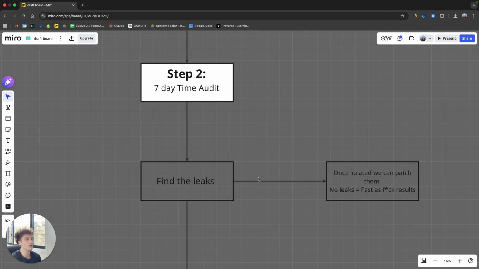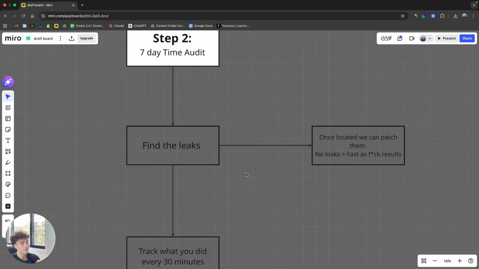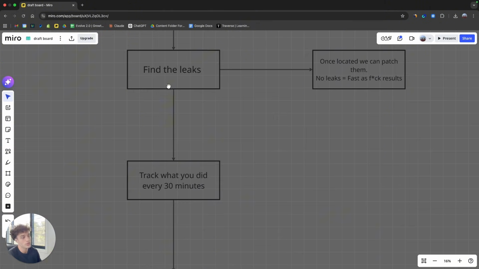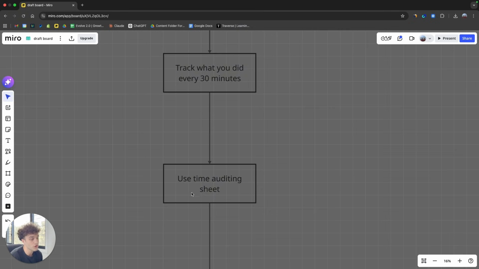So the second thing I would do is a 7-day time audit. The reason for this is there's going to be a lot of focus and a lot of effort that goes into achieving this goal, because it's not easy. So we need to find our main time leaks and then actively work to patch them up, because no leaks equals very fast results. I'm going to say that from experience, because you can go back on my channel and see what I was doing. I was a scroller for a bit there.